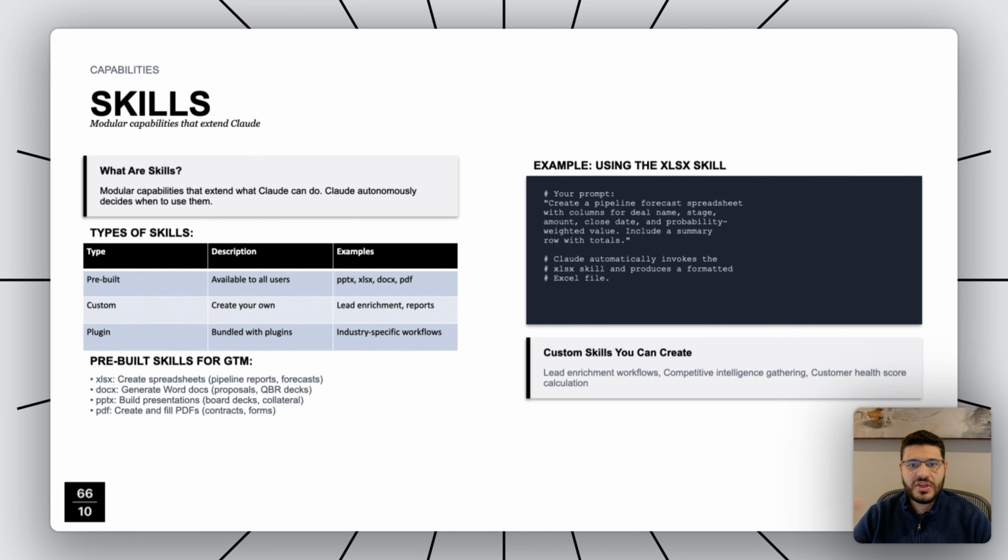And it can essentially grab and manipulate all of these data points using things like MCPs, subagents, etc. to create these outputs. So skills is a modular capability that extends Claude's functionality.